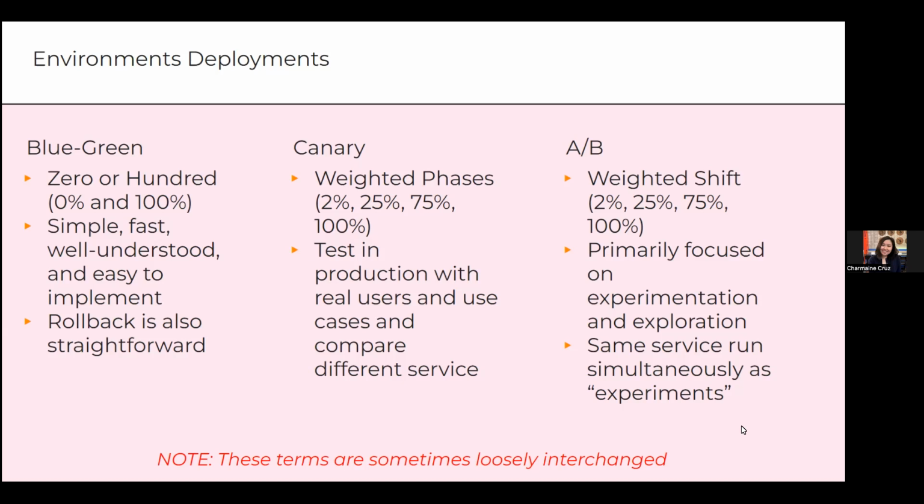Pero remember natin na blue-green, 0 to 100 yung deployment. Canary AB may weighted, pero ang main difference niya is si AB, hindi siya full deployment. Parang may features lang siya. So we could say na feature or rollout features to experiment. So experiment, tapos yung weighted phases, and 0 to 100 deployments.